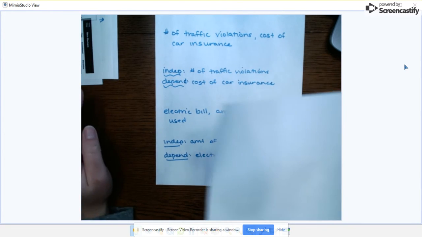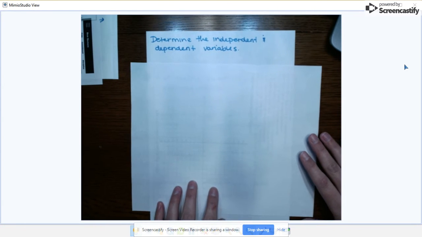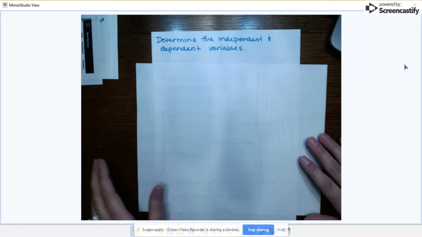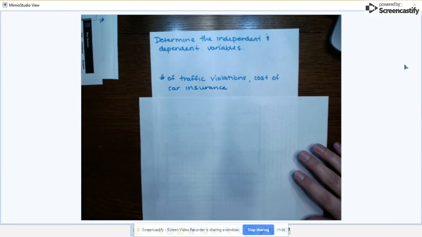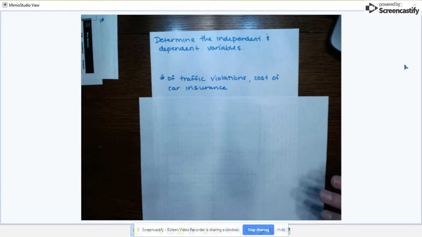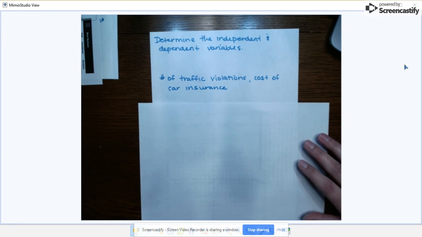Then lastly, we're going to have some scenarios, more like real life scenarios, where we have to decide the independent and dependent variables. So sometimes we'll use equations like our last example, and sometimes they'll look like this. So we have to determine which is independent, which is dependent. We have the number of traffic violations, so like speeding tickets, and then the cost of your car insurance. Well, you get to decide how often you speed or if you roll through a stop sign.